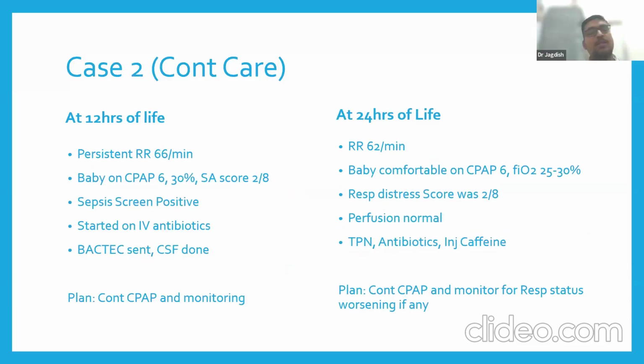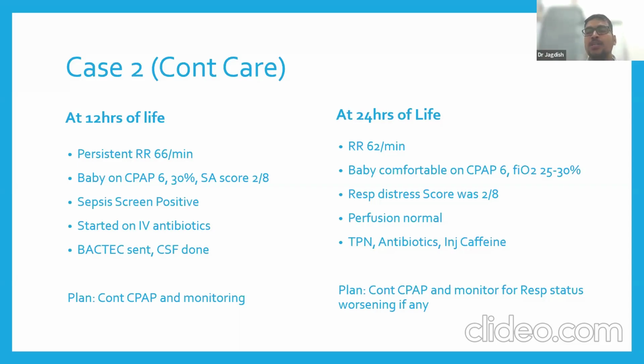So at 12 hours of life, we found this baby has a persistent respiration rate of 66 per minute on CPAP of 6 and 30%, and SS score again 2 by 8. We got the sepsis screen report now, and the sepsis screen is positive. So depending upon the persistent respiratory distress and positive sepsis screen, we started IV antibiotics as per our unit protocol after sending blood culture and CSF. The plan was to continue CPAP, IV antibiotics, injection caffeine, and ongoing monitoring.